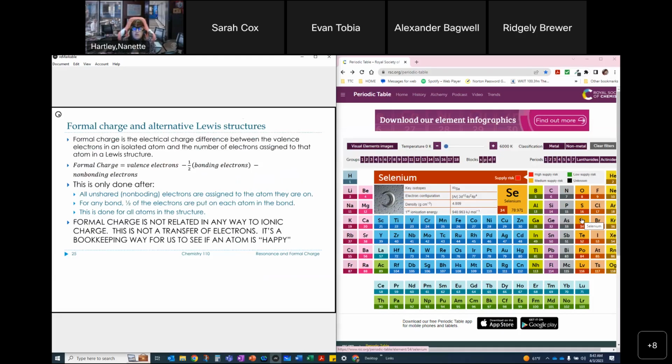Now, a formal charge is not real. Please understand that this is just bookkeeping. It's a way for us to evaluate this structure to see if the electrons are likely to be in that configuration. Okay? So that charge doesn't really mean anything, but it's a way for us to look at, how happy is this structure? Is this a good structure or a bad structure? That's all it is. It's bookkeeping. All right.